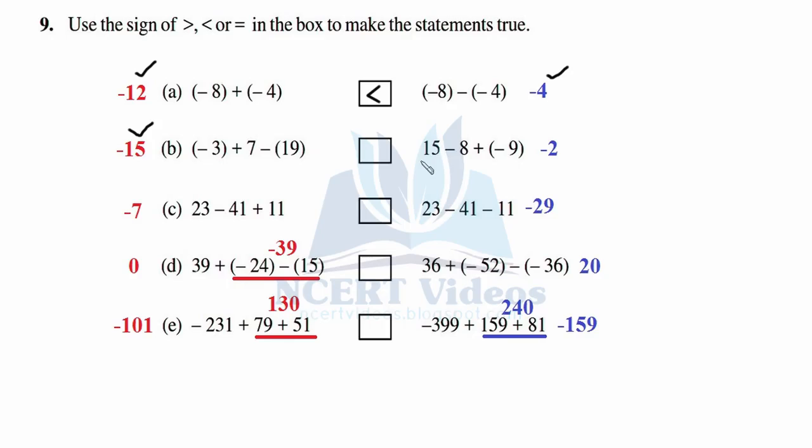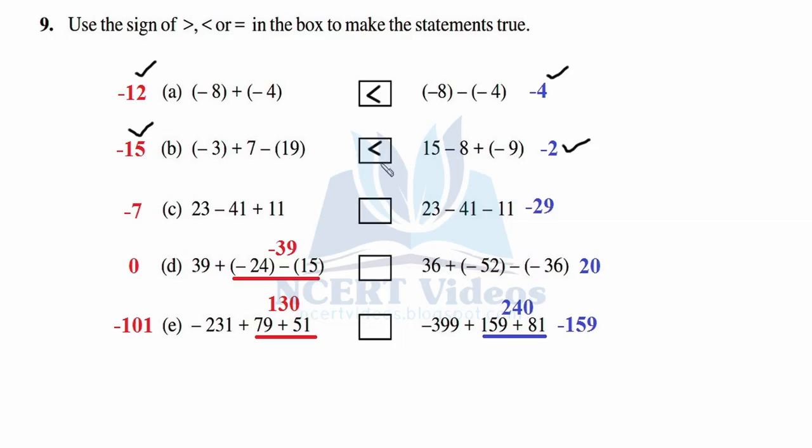Now here, what we can do, minus 8 minus 9 is how much? 17, and then minus 17 and plus 15 is minus 2. That's how you can do it. Now let's compare. Again, minus 2 is greater, minus 15 is less because minus 2 lies towards 0 on the number line. Therefore, the same less than sign will come here as well.